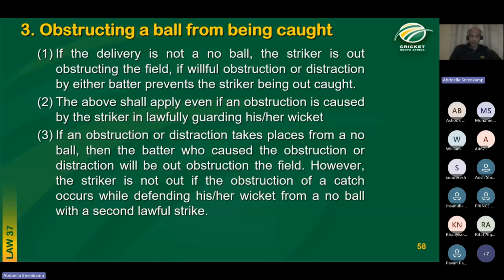So point 1 and 3 are almost the same. The only difference is point 1 is not a no ball, and here you give the striker out if there's obstruction of a catch. And point 3 is, yes, it is a no ball, but now, because of the no ball, you need to focus on who caused the obstruction, and that batter is to be given out.